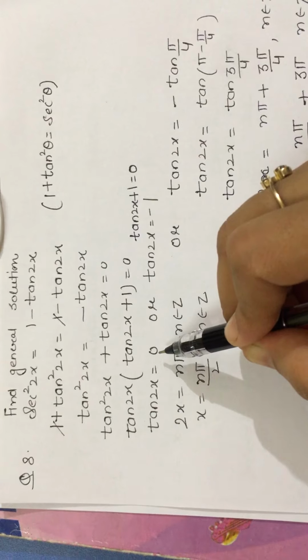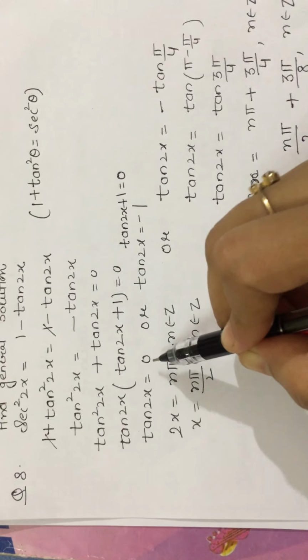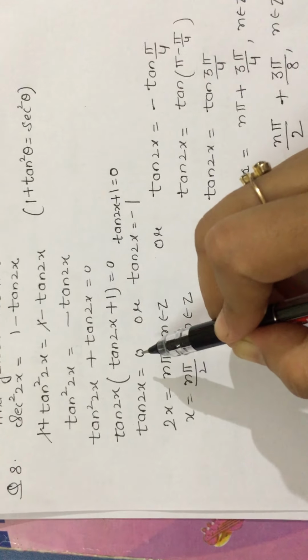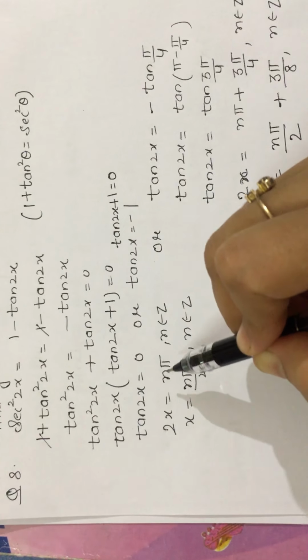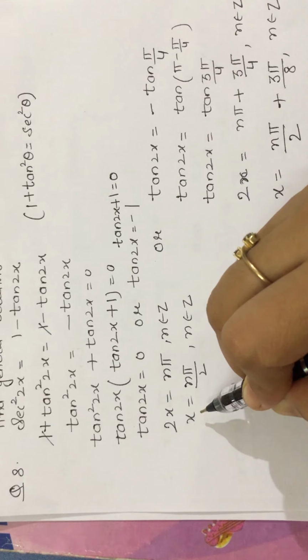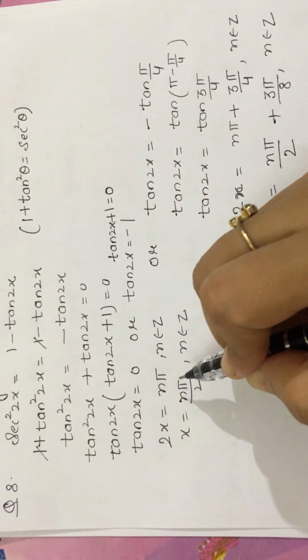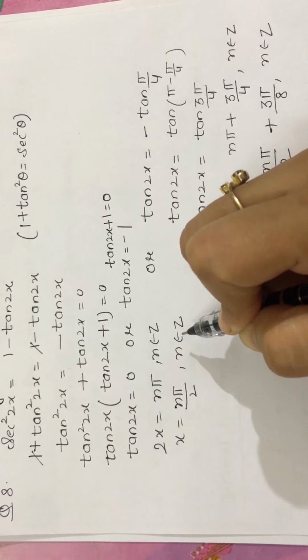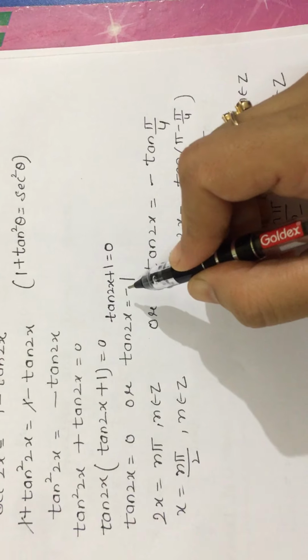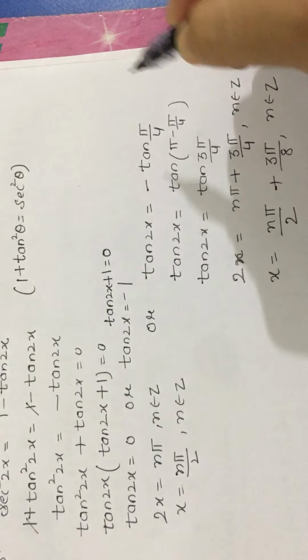Tan 2x equal to 0. If tan theta is 0, then all the general solutions are given by theta is equal to n pi. So 2x is equal to n pi, where n belongs to integer. This implies x is equal to n pi by 2, where n belongs to integer. Or next is tan 2x equal to minus 1. 1 at pi by 4.